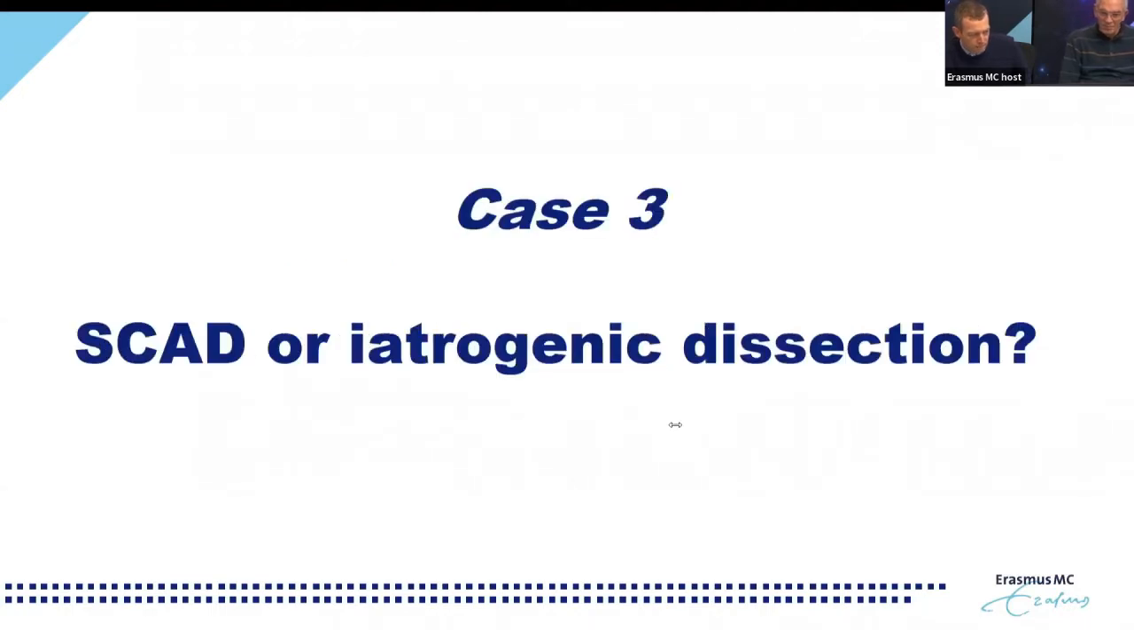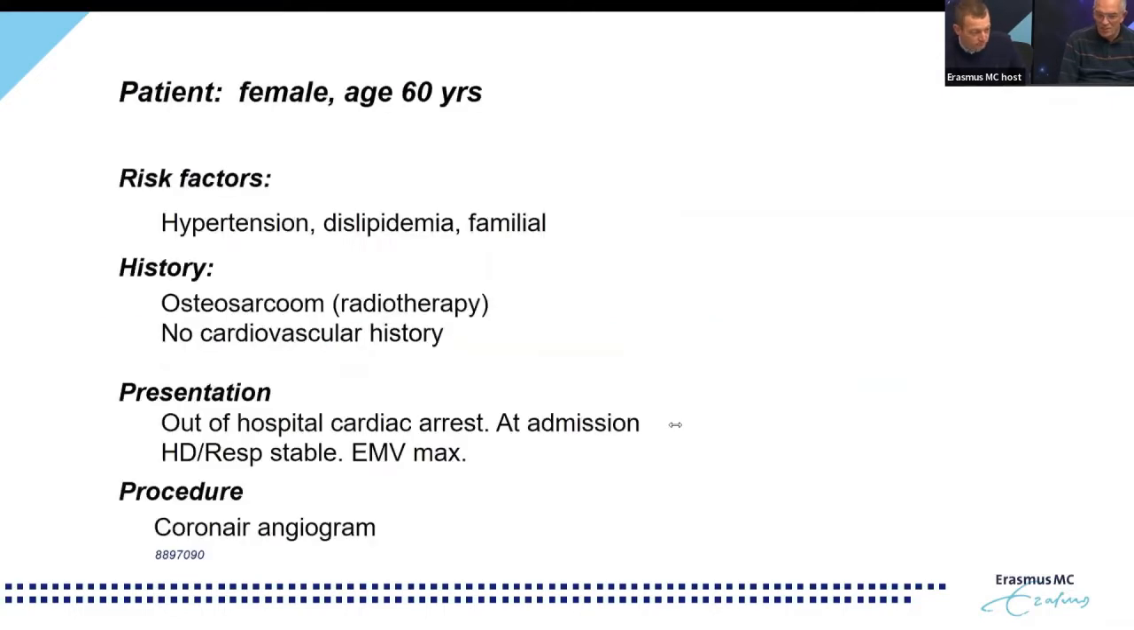Then we have another interesting case in which we potentially combined two different types of hematomas or intravascular damage, which is either SCAD, so the spontaneous coronary artery dissection, or iatrogenic dissection, which also might occur following the manipulation of guiding catheters or diagnostic catheters in general.